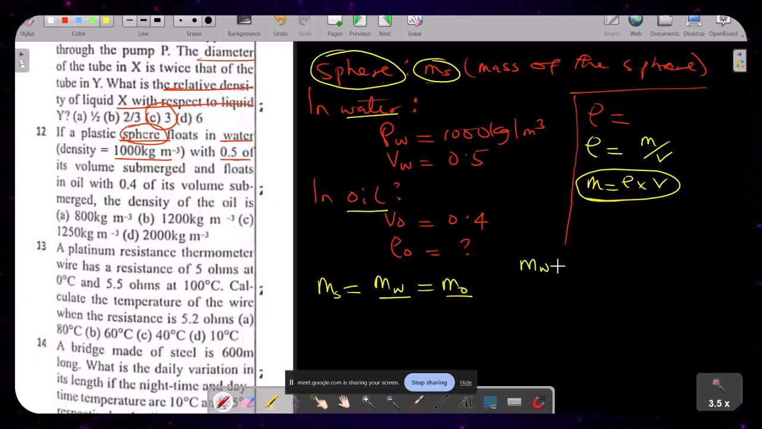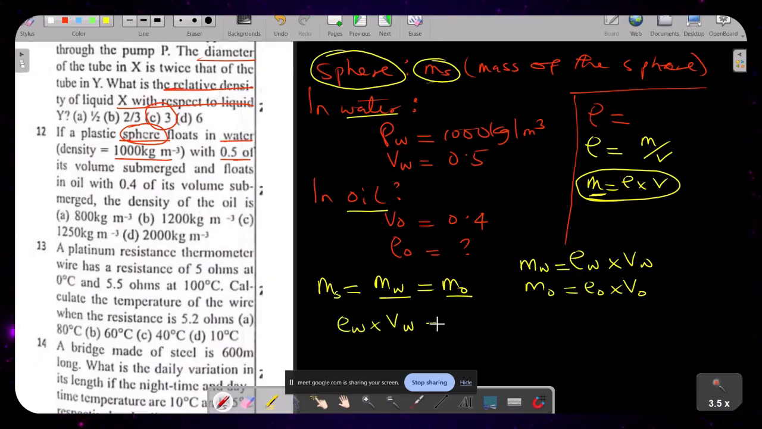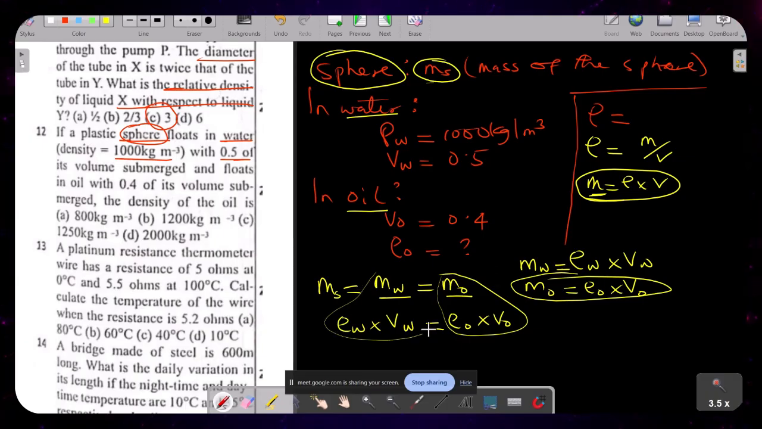So you now say the mass of that sphere in water, applying this formula, is density of water times volume of water. How about the mass in oil? It's going to be density of oil times volume of oil. So density of water times volume of water is equal to density of oil times volume of oil. You know how I got this.